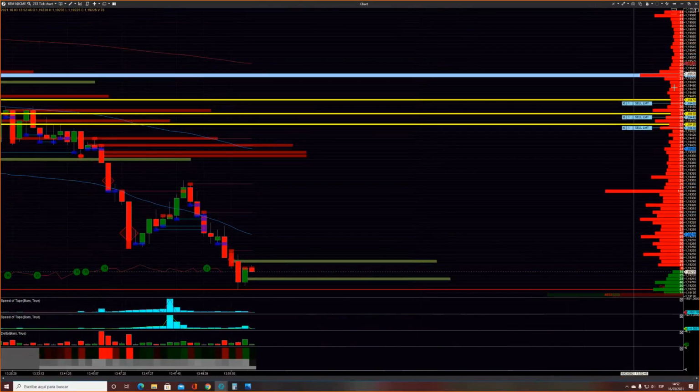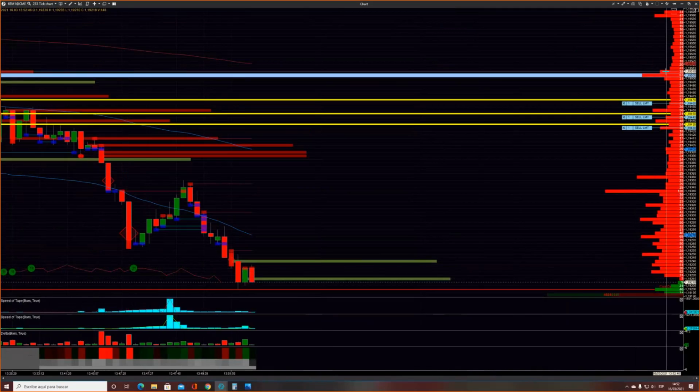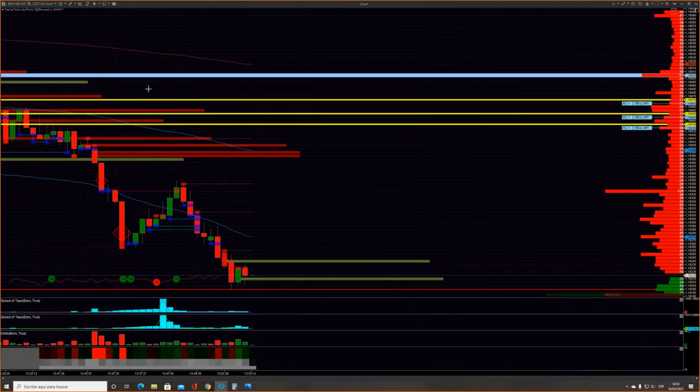The liquidity, when we put the horizontal line, is still there. You can see it's not that big, but it's still a little bit bigger than the others. Not as big as when we set it up, but there it is. 67 pending orders there.